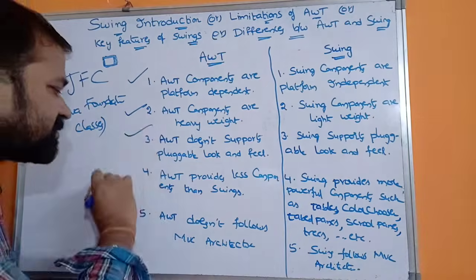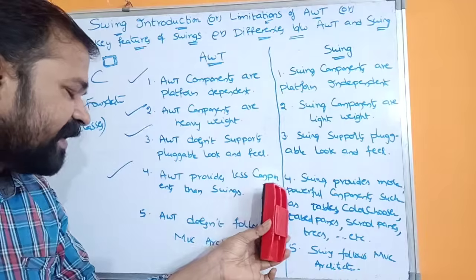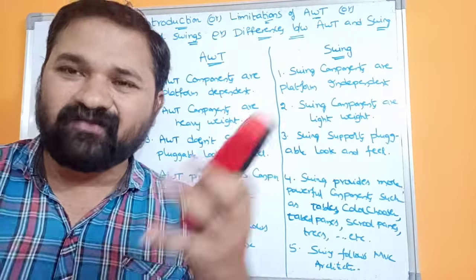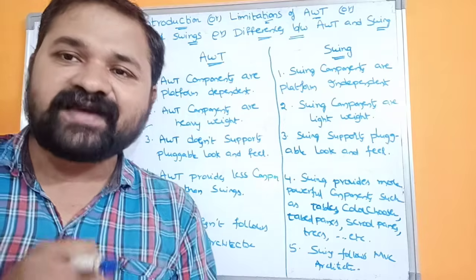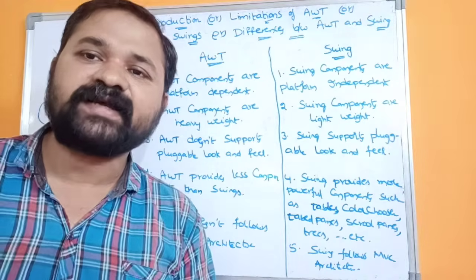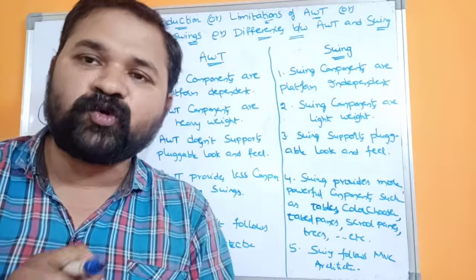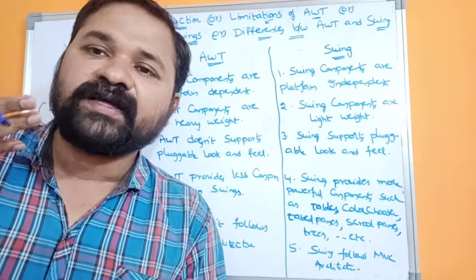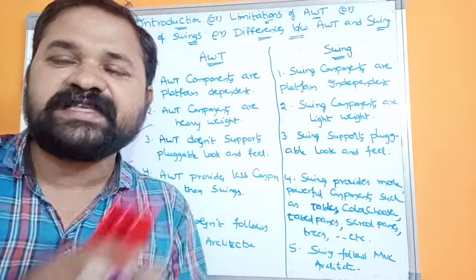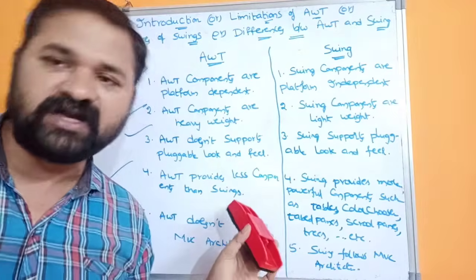Now let's see the next point. AWT provides fewer components than Swing. In AWT we have only 10 components, like label, text field, text area, button, checkbox group. Next we have choice, menu, scroll bar and menu bar. Only these are the controls which are present in AWT.